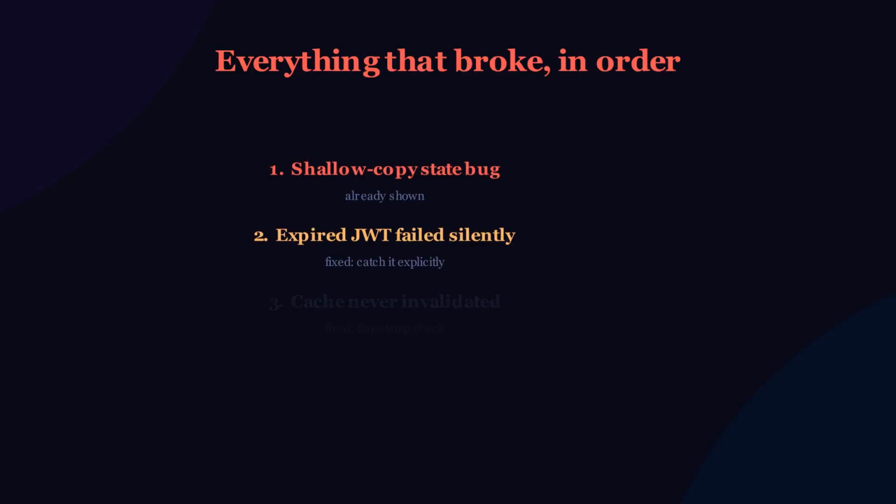Everything that actually broke while filming this, in order. First, the shallow copy bug you already saw. Second, an expired JWT that failed silently instead of prompting a relogin. Fixed by checking the exception type explicitly. Third, a cache that never invalidated, so edits looked reverted after every sync. Fixed with a timestamp check. None of these were planned. All 3 are still in the repo, unfixed-looking commit history and all.